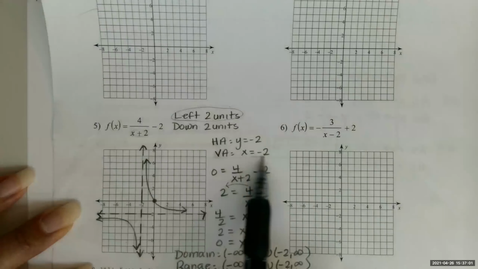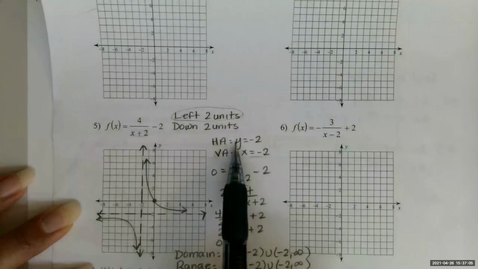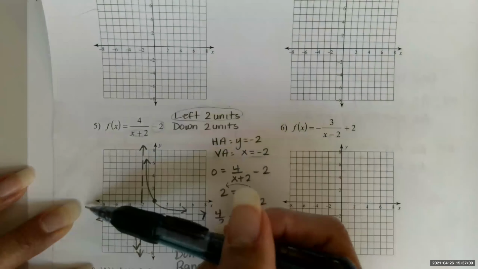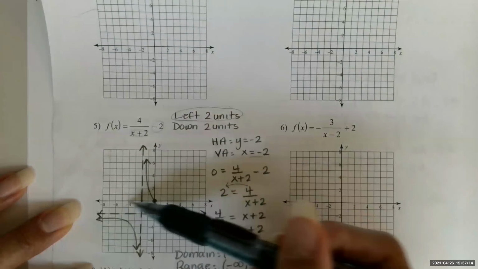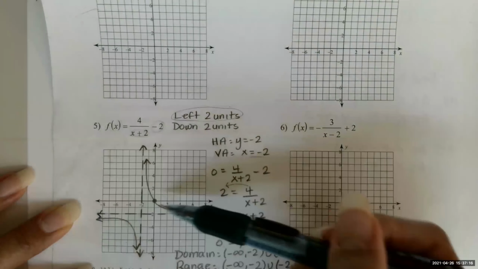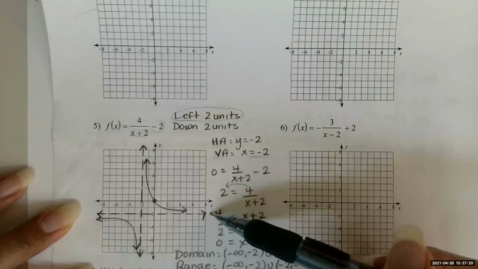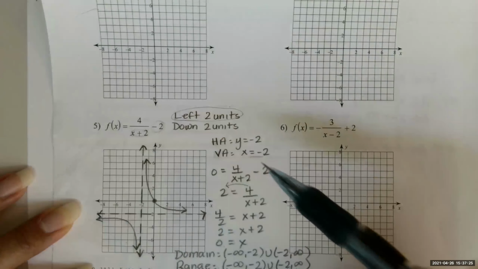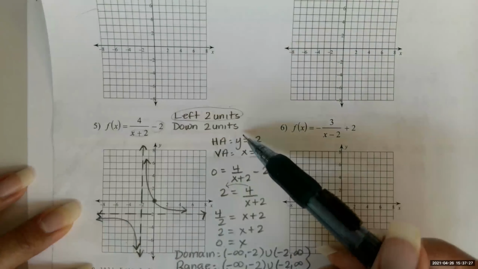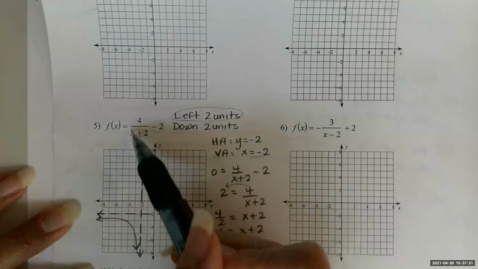And our horizontal asymptote was determined by what the vertical movement was. Since our horizontal asymptote originally starts at y equals 0, if the whole graph went down, our horizontal asymptote has to also shift down 2 units. So the shifting down of 2 units helped us determine our horizontal asymptote. So what do we do when the format doesn't look like this?